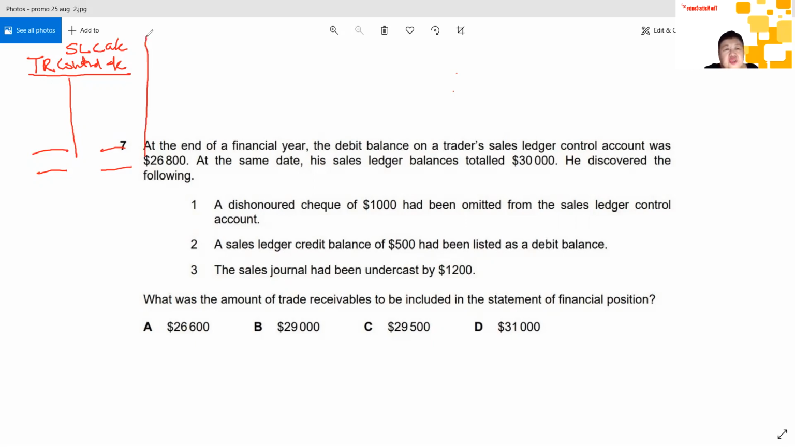Now, very important, this trade receivables control account is part of your general ledger. Okay, general ledger. They work in total. Now, they're saying that here, this figure is 26,800.